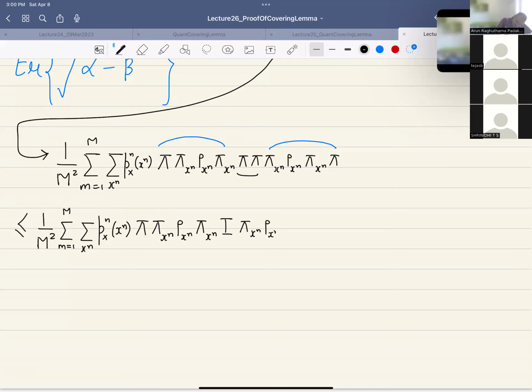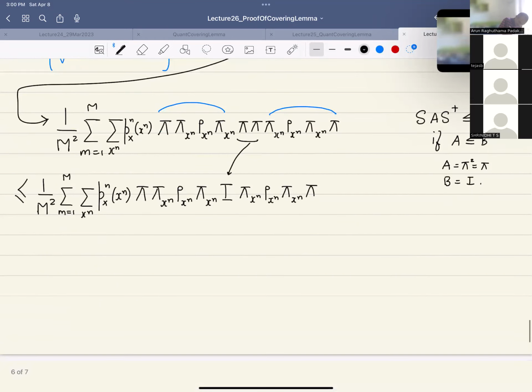So since it's in the middle, it works. S A S dagger is less than or equal to S B S dagger if A is less than B. And in my case, I've chosen my A to be pi squared, which is equal to pi, and my B to be I, the identity, which is always larger than the projection. That's what I mean. So I've replaced this with an I. I can go.